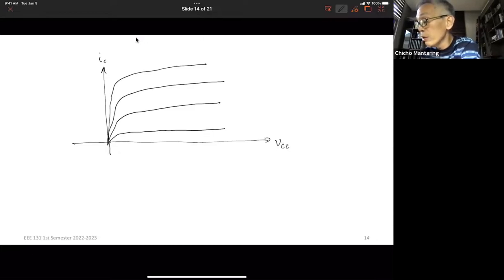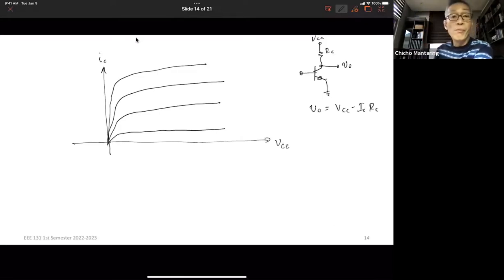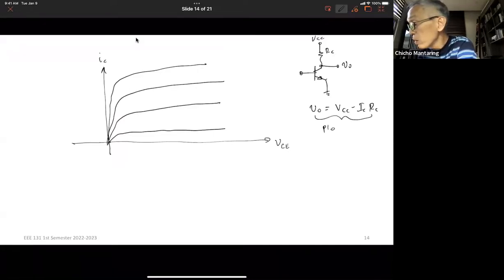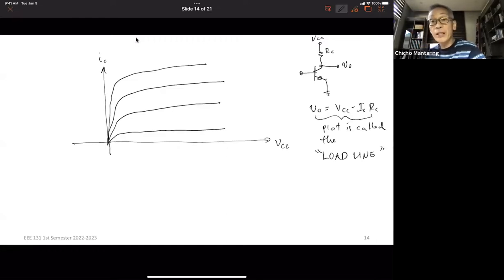Okay. So you have, again, you have this circuit, no? V's of O, VCC, RC. So V's of O is equal to VCC minus IC, RC. Okay, if I plot this, that's called the load line. A plot of this equation is called the load line. How do I plot this here?